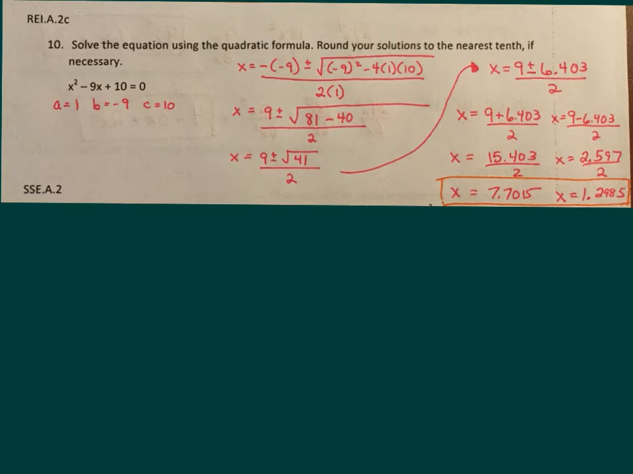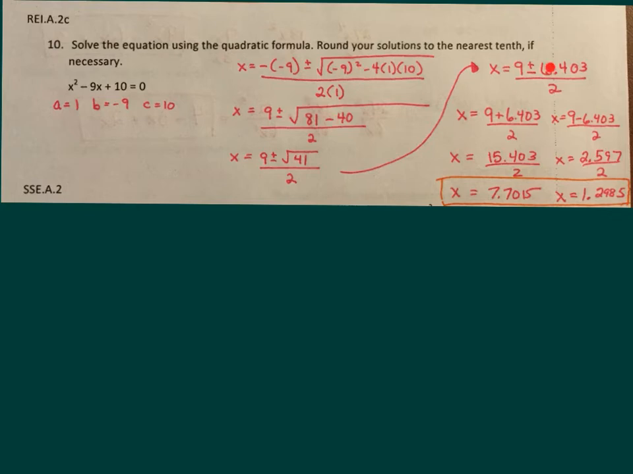Number 10 specifically said solve the equation using the quadratic formula. Round your solutions to the nearest tenth, if necessary, which as you can see on my answers, I did not. So you can round to the nearest tenth. So the first thing that I did, and again, this problem was set up pretty, is I identified what my A value was, my B value, and my C value. And then I started plugging it into the quadratic formula.